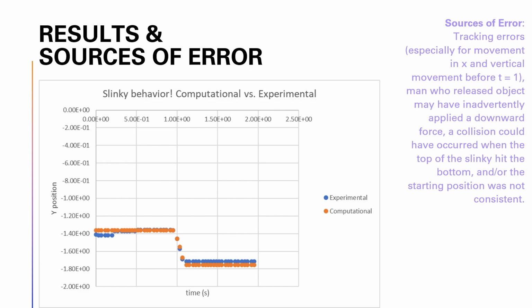the man who released the object may have inadvertently applied a downward force, which is actually one of the what-if questions I discussed. A collision could have occurred when the top of the slinky hit the bottom, so that would mean we would need to consider the movement in not just 2 stages, but we would need to add a third. However, I don't think the collision resulted in a lot of force being applied to the bottom of the slinky, and if it did, I think it was negligible. And then the starting position was not consistent, which is responsible for some of the variation on the left side that you can see there.